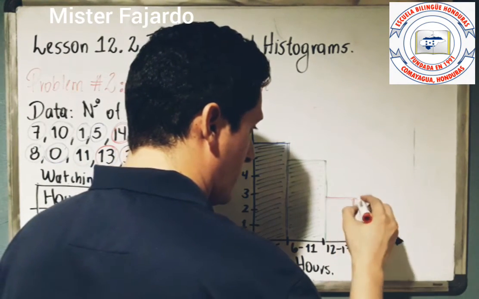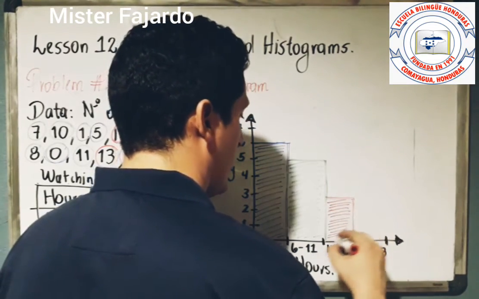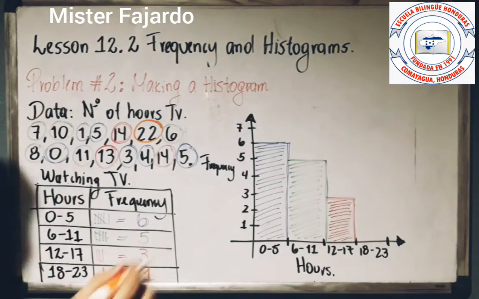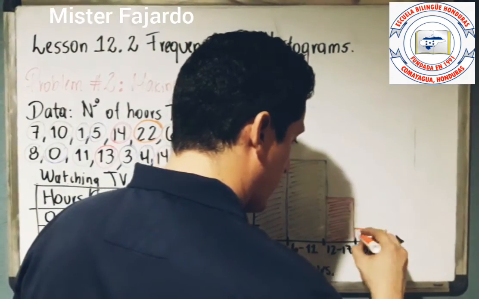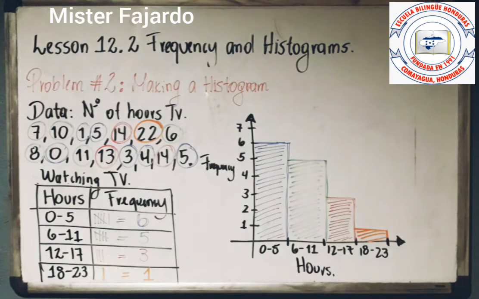Okay. And we are going to color it also because I want to see the histogram very nice. And the last one is just 1, that is the orange, okay? From 18 to 23 is just 1, okay? Here. And that's our frequency table, okay? In this case, you make the frequency table, and with the frequency table, you can make the histogram that represents the time the students spend watching television in a week. Okay? Now we are going to do the next example.